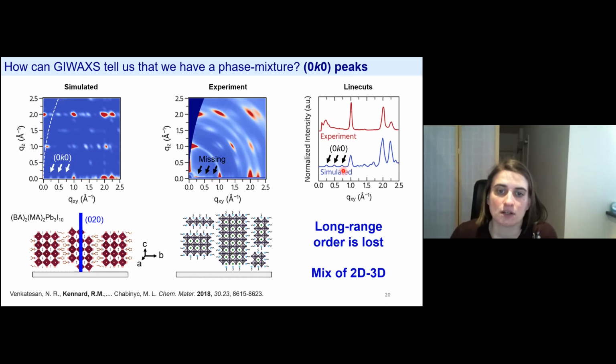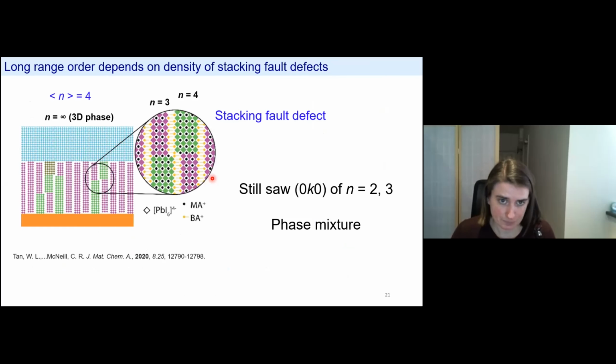This is because we have a phase mixture, so the long range order is lost. Here we have long range order of this tri-layer that repeats, but here we have a 4-layer, whatever type of layer this is, a 2-layer, a 3D phase, and a single layer. So there are peaks that are common to all of these phases, which you see here quite strongly in experiment, but no peak from a specific layering.